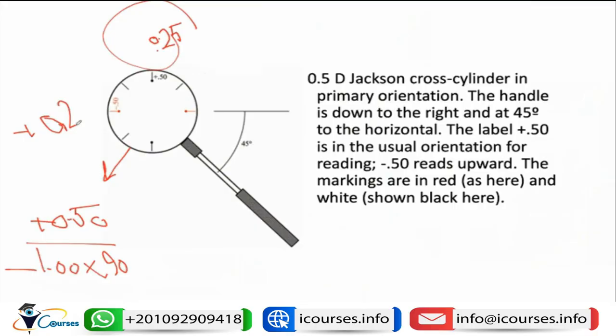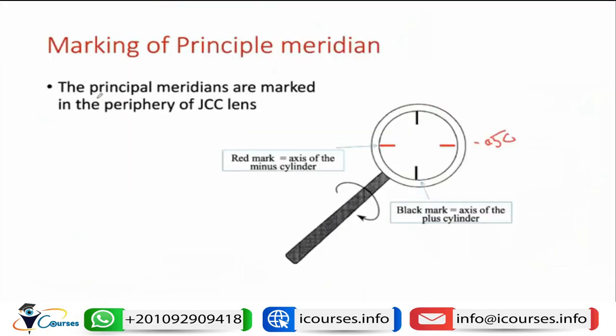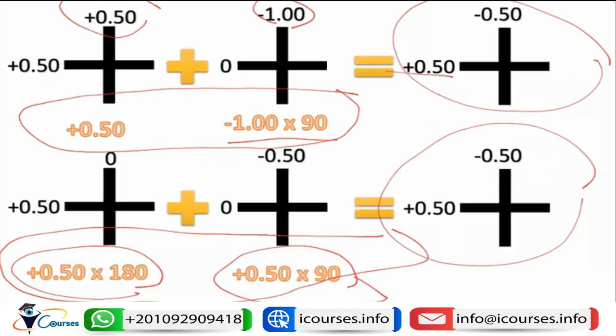I don't understand, Dr. Magid. Again, what is the optical principle of the Jacksonian cross cylinder?